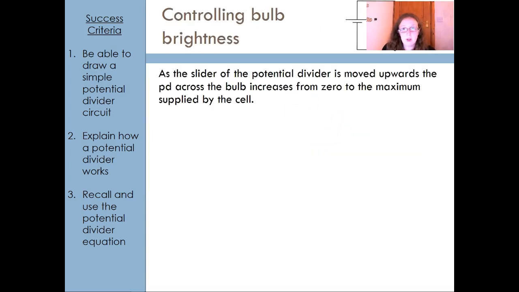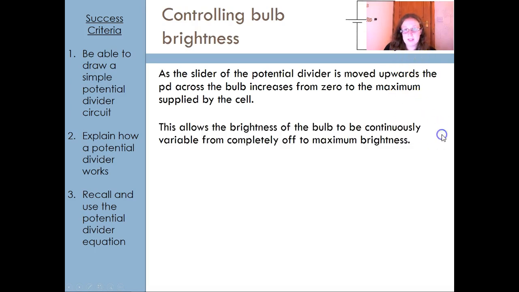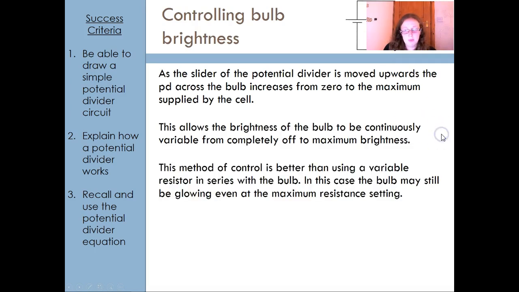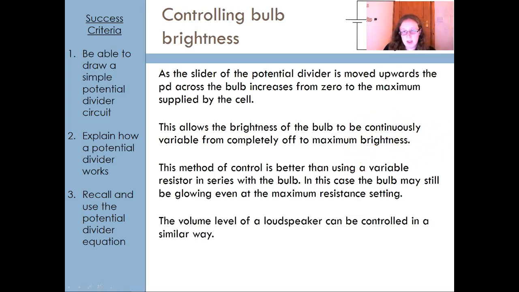So another example of the use of a potential divider circuit, like this one here, is to control the brightness of bulbs. So as the slider of the potential divider is moved up, the bulb brightens up from nothing to its maximum. And it means I have a full range, it's continuous, the range of settings for the light bulb, I don't have to go for set things. The downside is I might possibly still have a glow even when I'm at the maximum resistance, so I might not be able to turn it all the way off.